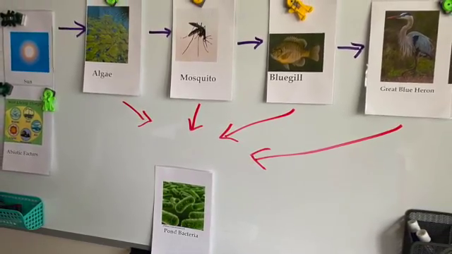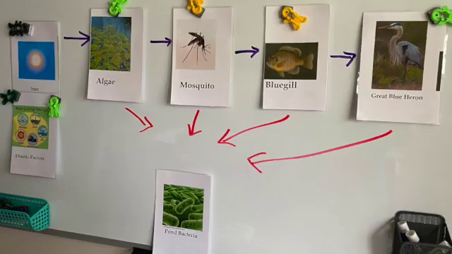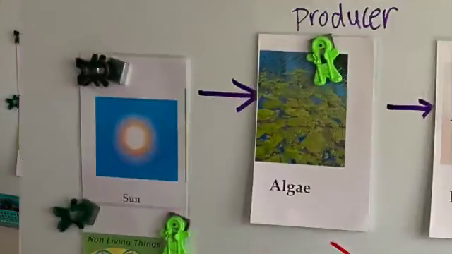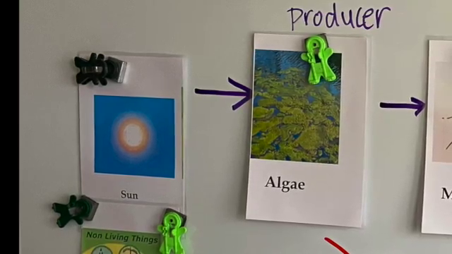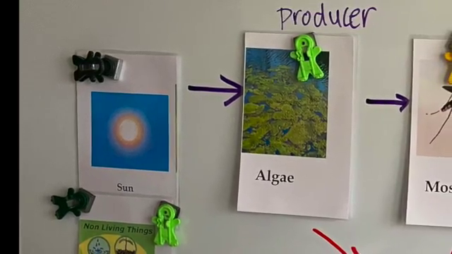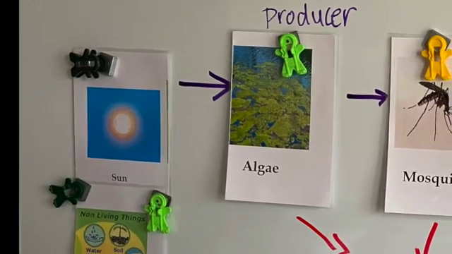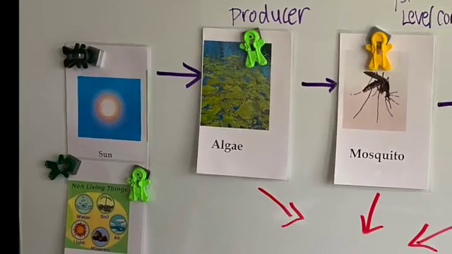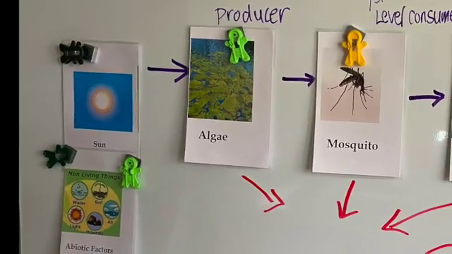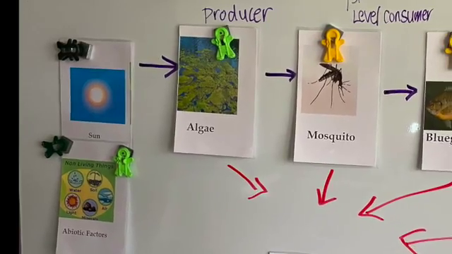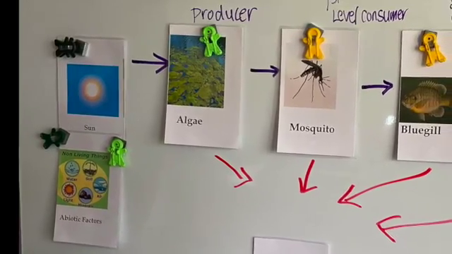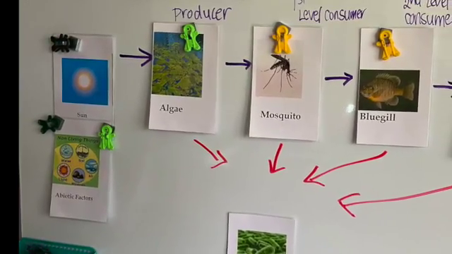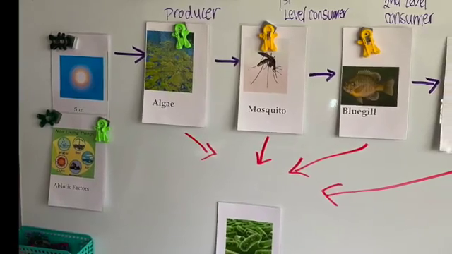Organisms that use oxygen from the water, fish, mussels, and other gilled organisms, will not be able to breathe. Here is our completed food chain. I can see energy going from the sun to the producer, which is algae, to our first level consumer, the mosquito. Then energy travels to our second level consumer, the bluegill, and finally to our third level consumer, the great blue heron. Remember, those consumers, the mosquito, bluegill, and great blue heron, are all consumers. They have mouths and they eat to live.